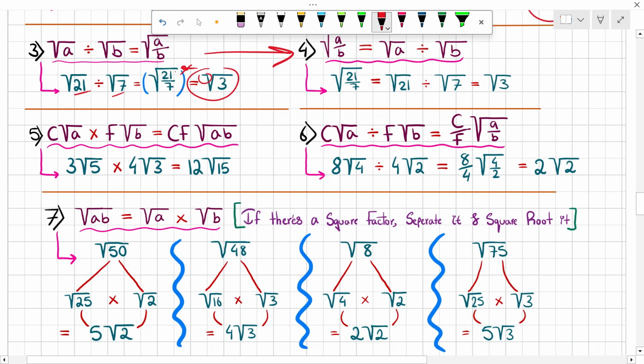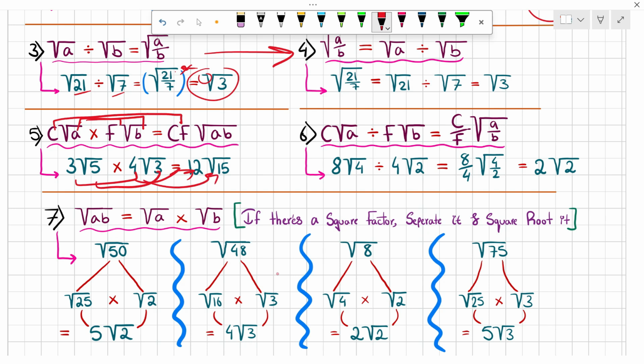Now, what if we have coefficients? c root a times f root b. You multiply the coefficient with the coefficient, and you multiply the root with the root. So this is going to be c times f and a times b. So cf times root ab. For example, 3 root 5 times 4 root 3 is equal to 3 times 4, which is 12, and 5 times 3, which is 15. 12 root 15.